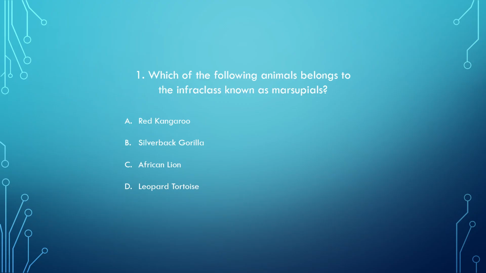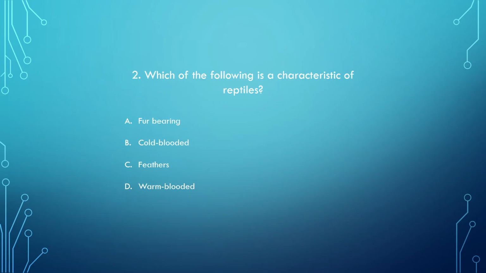Number 1, which of the following animals belongs to the infraclass known as marsupials? Is it the red kangaroo, the silverback gorilla, the African lion, or the leopard tortoise? Number 2, which of the following is a characteristic of reptiles? Are they A, fur-bearing, B, cold-blooded, C, do they have feathers, or D, are they warm-blooded?